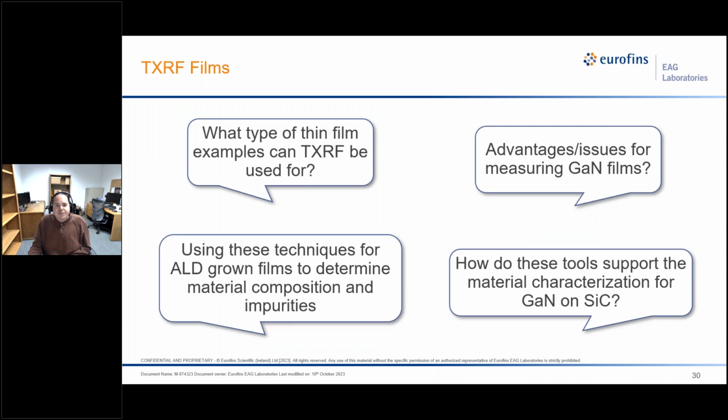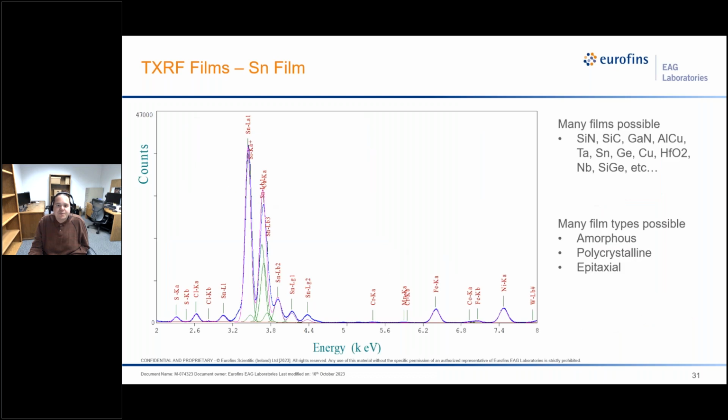So going along with looking at substrates, there were also a lot of questions about which thin films TXRF can support. There's a lot of curiosity about gallium nitride films, which films can be measured, and what kind of crystal growth is supported. So with thin films, like with substrates, we're able to support many different types of films. Films like silicon nitride, silicon carbide, gallium nitride, and a lot more.